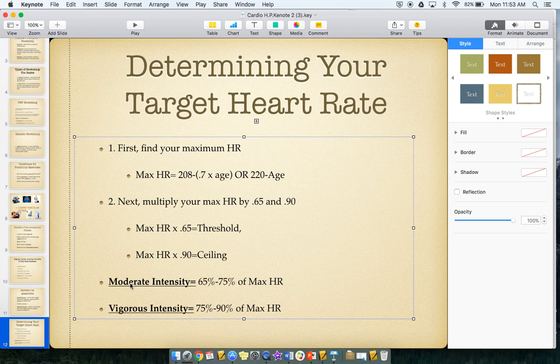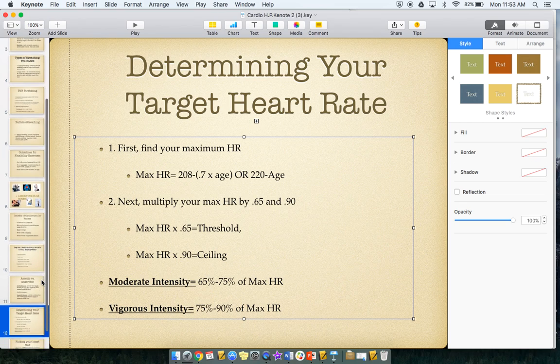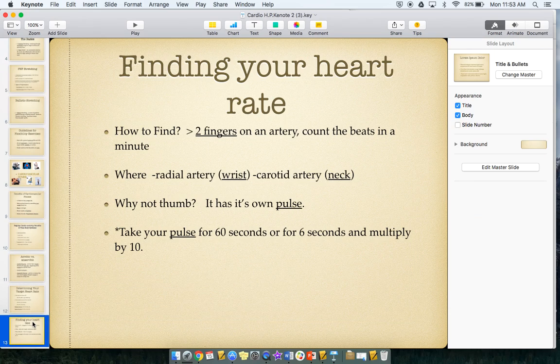Know the difference between moderate and vigorous, and know things like the radial artery, the carotid artery, their location, and how to take it. We've done it all year, where you go for 6 seconds and multiply it by 10 instead of counting over 100 times in a minute. We just get a ballpark figure.